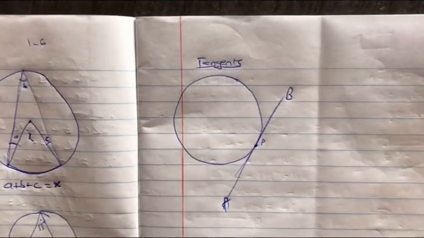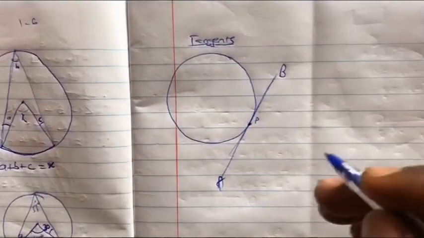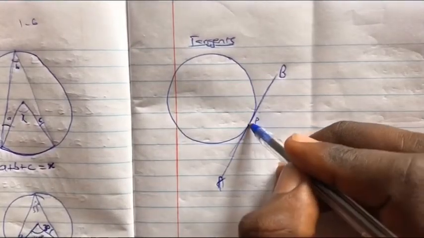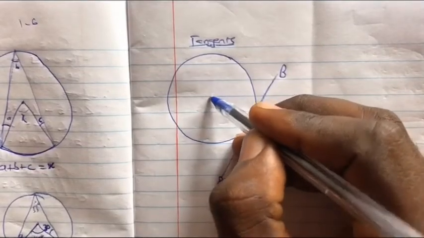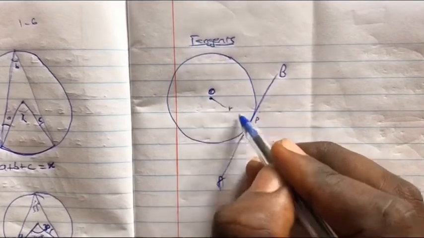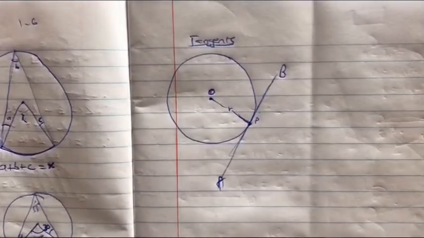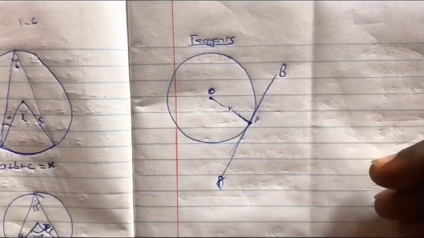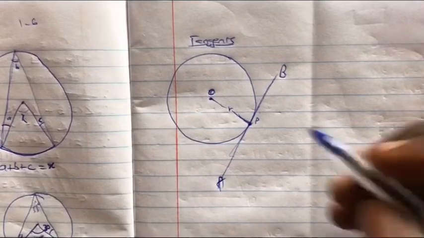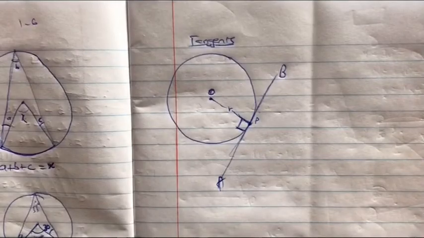Okay, and it has also been established that whenever a tangent touches a circle at one point, it also has a property with a radius. So this is the center O. It has been established that the tangent always makes an angle of 90 degrees to the radius. So we call this the perpendicularity of the tangent and radius of a circle. So it's always 90 degrees. It is always 90 degrees. So we can prove that.